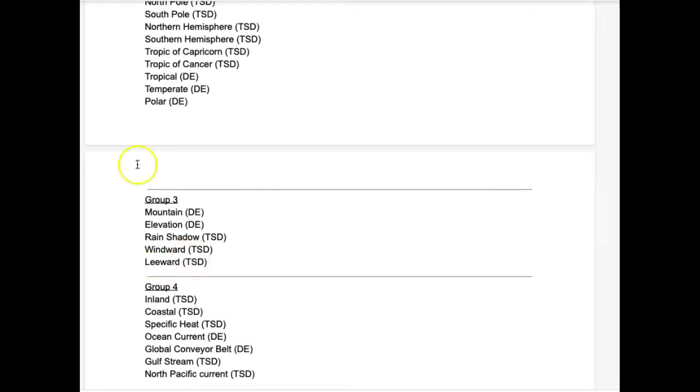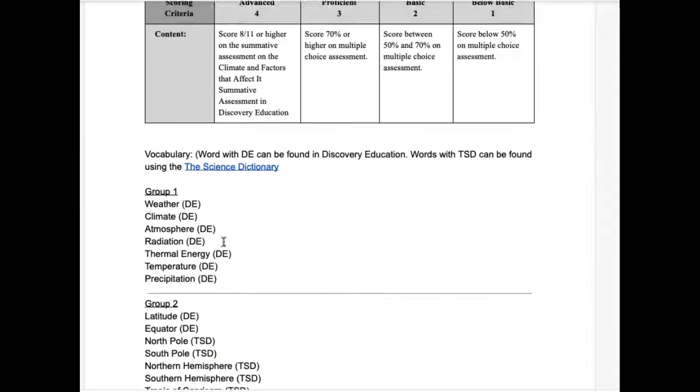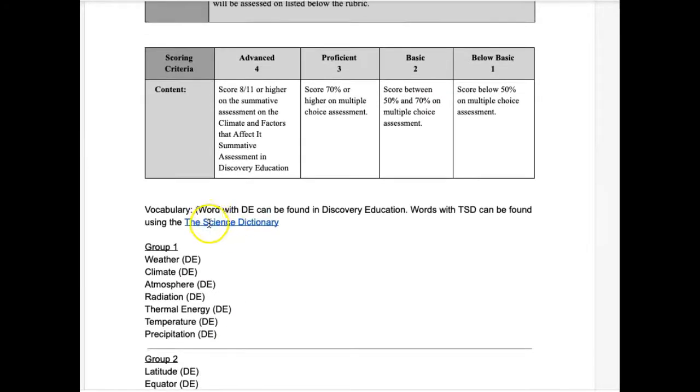Group 3 words, this is the unit we just finished: mountain, elevation, rain shadow, windward, and leeward. And remember, if you see this TSD, that means you have to go into the Science Discovery dictionary. Okay, so that's where you're going to find it, the science dictionary.